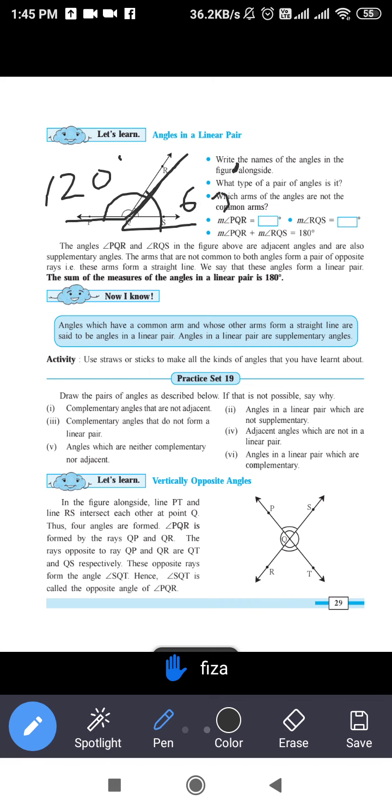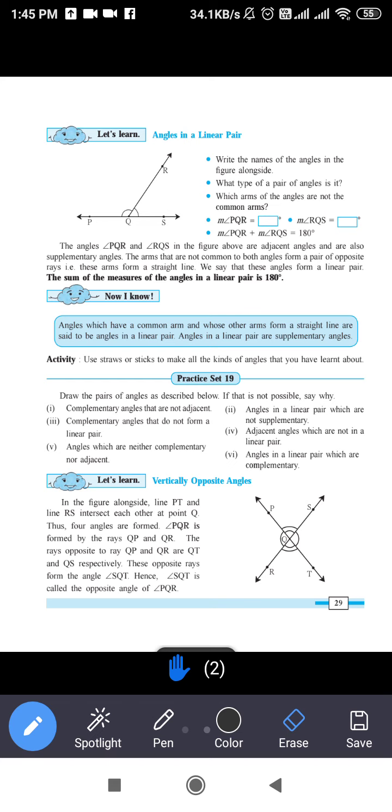So here you will write PQR 120, RQS 60. When you add them, you will get 180 degrees. It means for angles in a linear pair, the measurement of angle PQR plus the measurement of angle RQS is always equal to 180 degrees, since they are in a linear pair. The angles PQR and RQS in the figure above are adjacent angles. Adjacent means the angles which are side by side, right? They have a common arm, so they are adjacent.